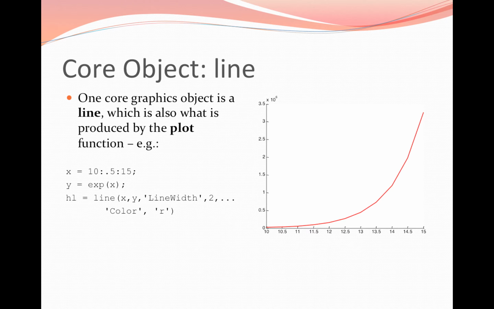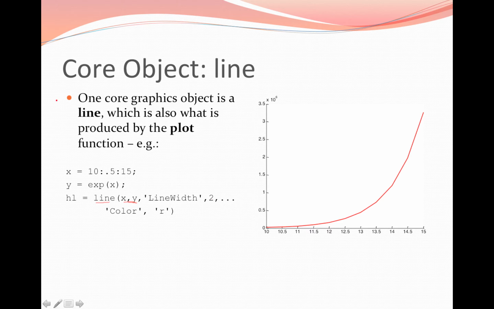The first core object that we'll look at is line. Now line is what is used by the plot function, so what we have here is going to look very familiar. First of all, I've created x and y vectors where x goes from 10 to 15 in steps of 0.5 and y is the exponential function of x, so it gets very large very quickly. With the line primitive, I'm passing x and y, my vectors, and I'm going to set the line width to 2, so it's a little bit wider than normal and we can see it a little better, and the color to red. So notice the y-axis, how large those numbers get.